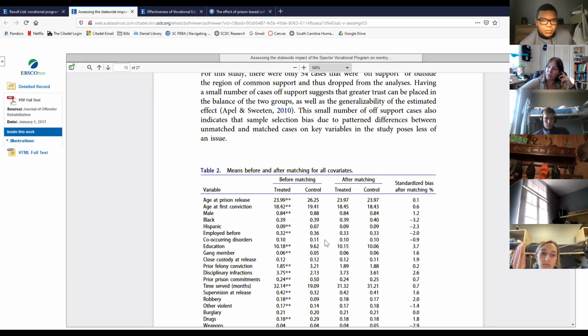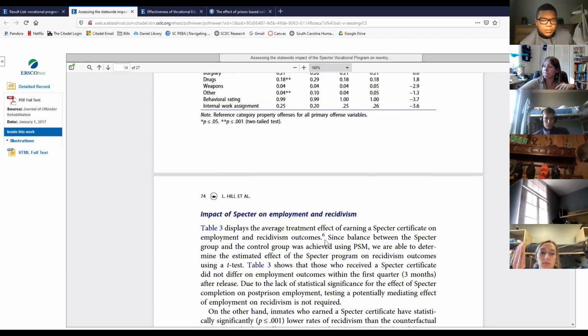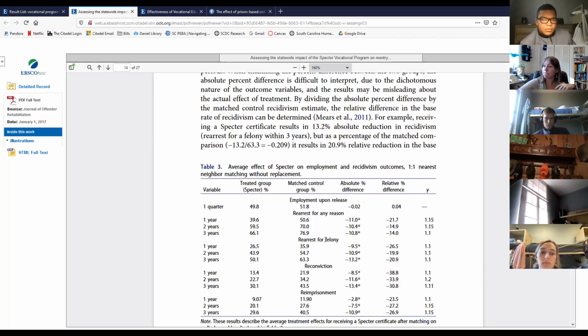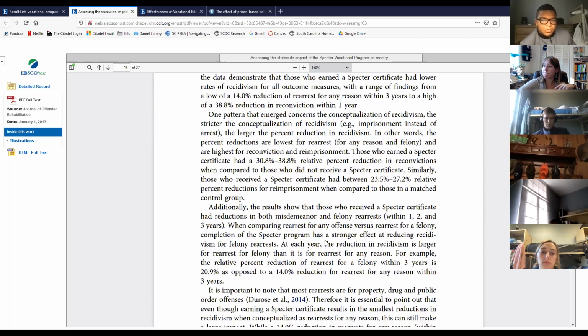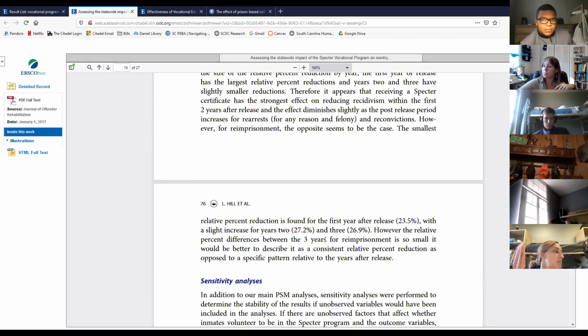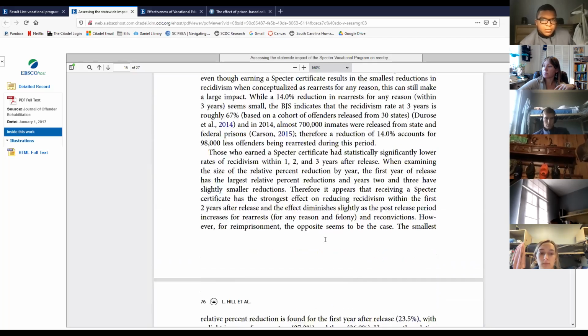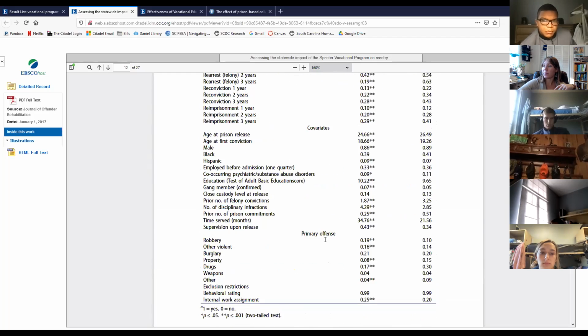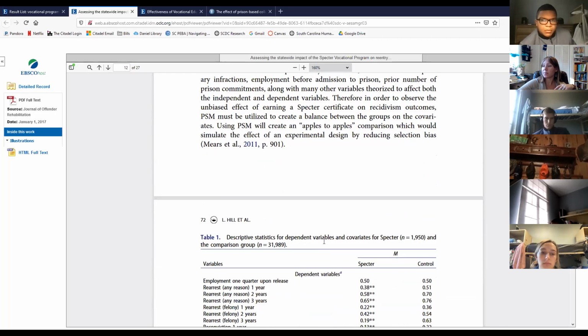So we're still searching for a sample size. Where did I write that? It's in here somewhere. Oh, here it is. So we want to note this as well. So we had 1,950 people in our treatment group and 31,000 in our control group. So we'd add that in.